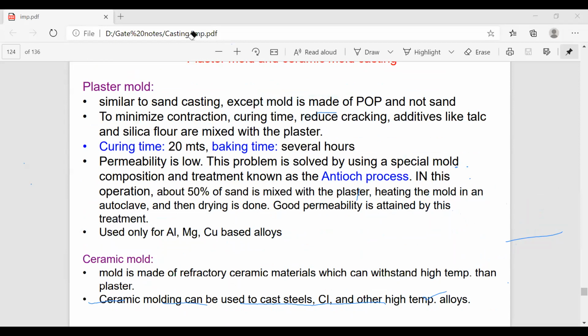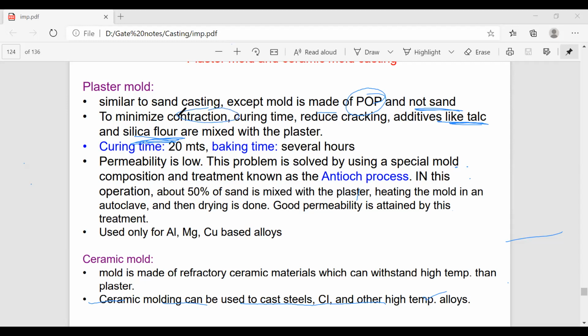Plaster, it is similar to the sand casting. Here also it is similar to the sand casting, except that the mold is made of plaster of Paris and not sand. And what are they saying? To minimize the contraction, additives like talc and silica flour are added. Of course, we have to minimize the contraction.